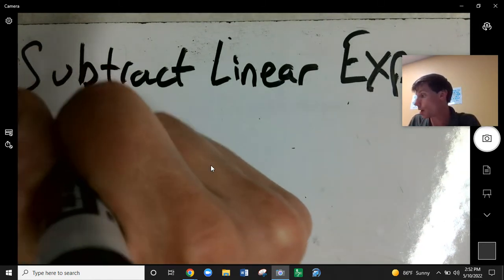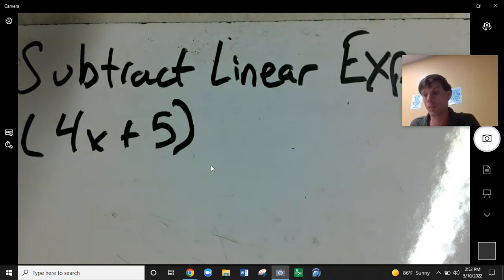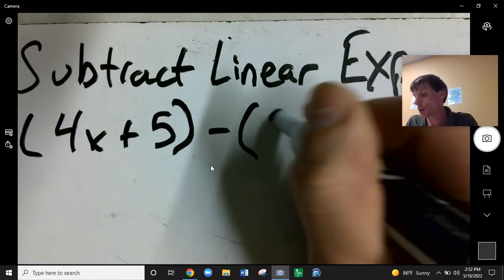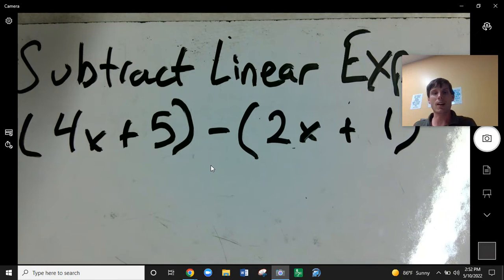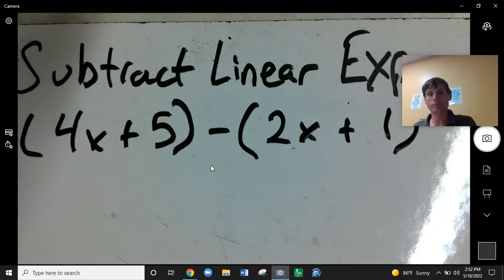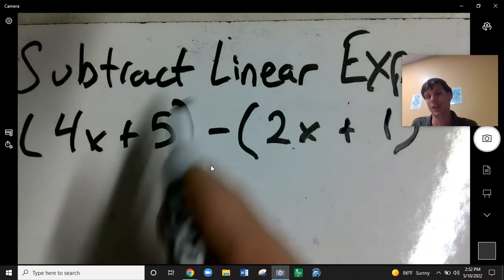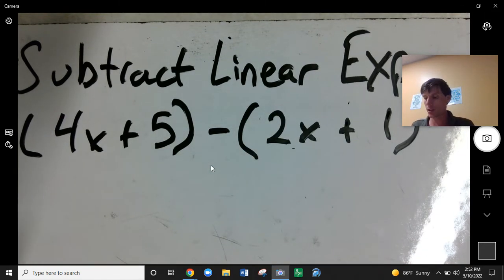We have 4x plus 5. Okay, that's our linear expression, right? From that, we are subtracting, let's say, 2x plus 1. So the main concept is going to stay the same in that we are really combining like terms. This subtraction, we're subtracting everything in that parentheses, not just the 2x. So let's do this by building our first term real quick.